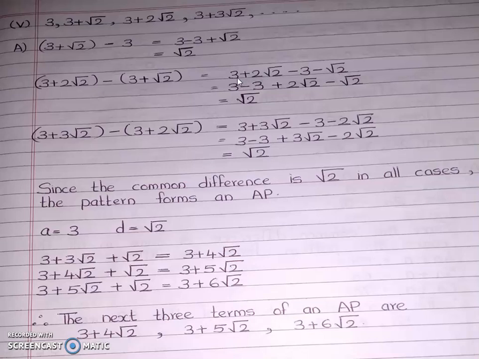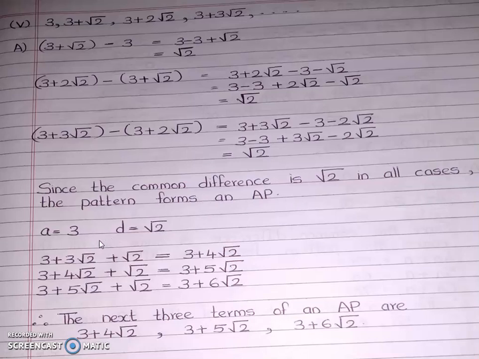This is how you remove the bracket. Now which are the like terms? 3 minus 3 plus 2 root 2 minus root 2. So 3 minus 3 is 0. 2 root 2 minus 1 root 2. That is again root 2. Similarly, when you subtract fourth term minus third term, you will get root 2 again. Since the common difference is root 2 in all cases, the pattern forms an AP.